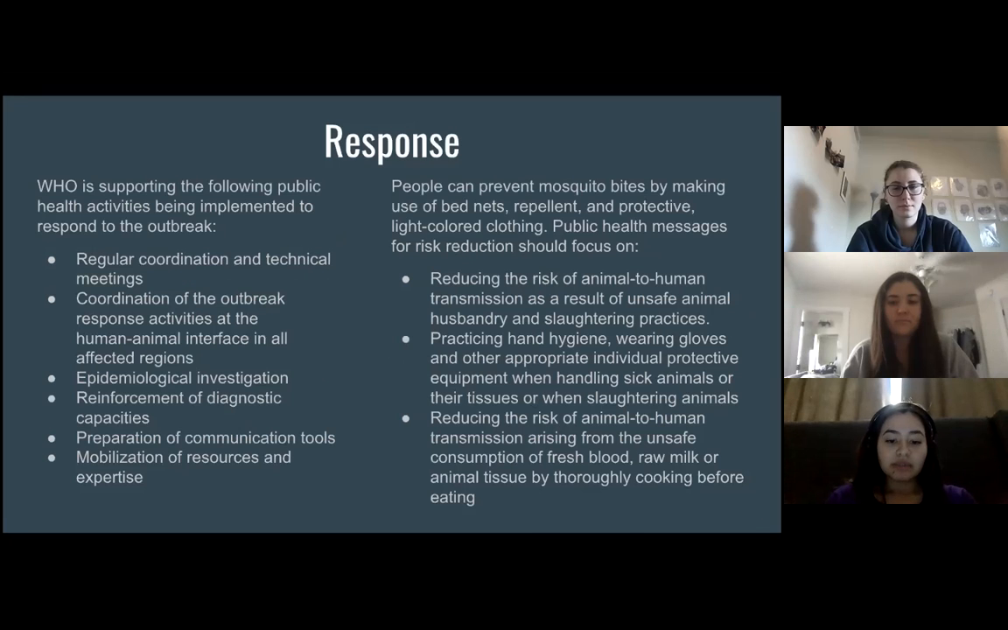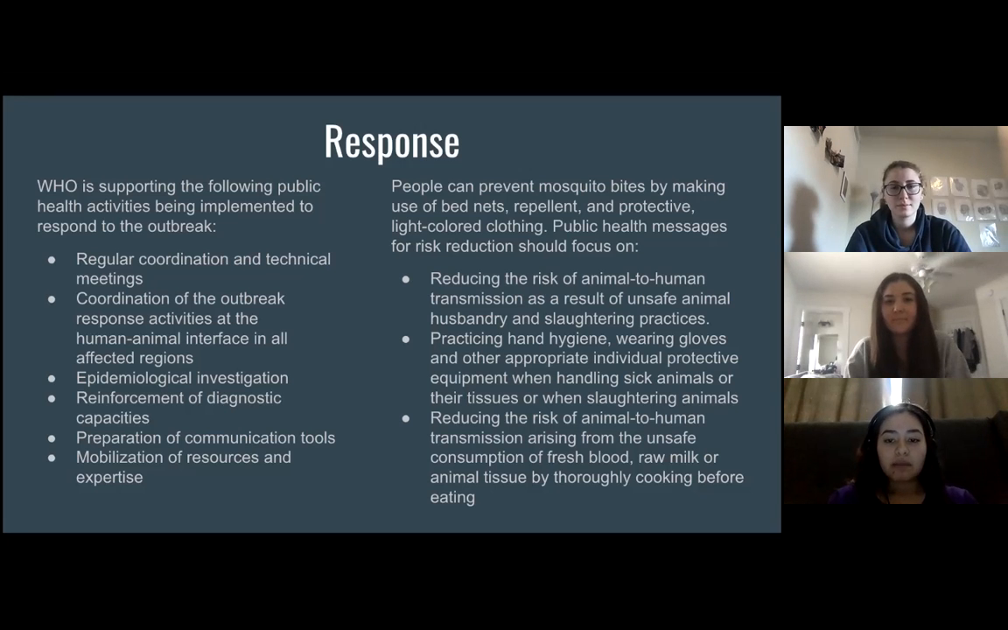And next is response. So there is no official government response, but the World Health Organization is supporting the following public health activities to respond to the outbreak, such as regular coordination and technical meetings, coordination of the outbreak response activities at the human to animal interface in all affected regions, epidemiological investigation, reinforcement of diagnostic capacities, preparation of communication tools, and mobilization of resources and expertise.